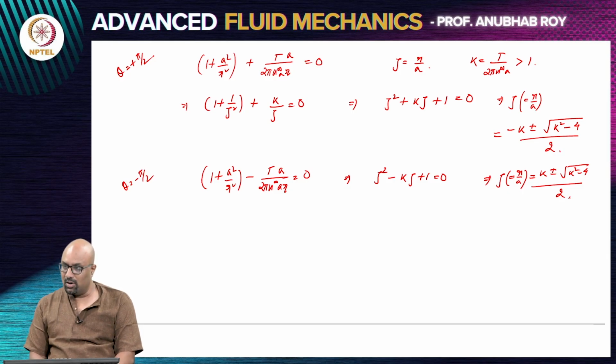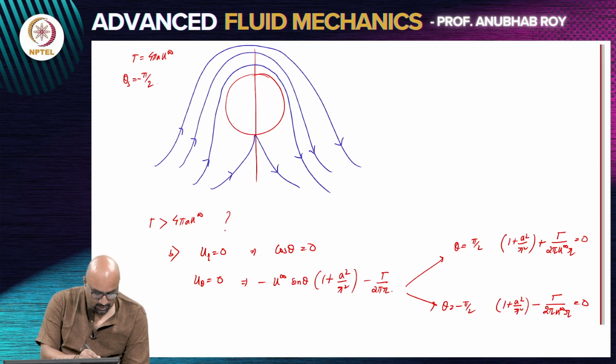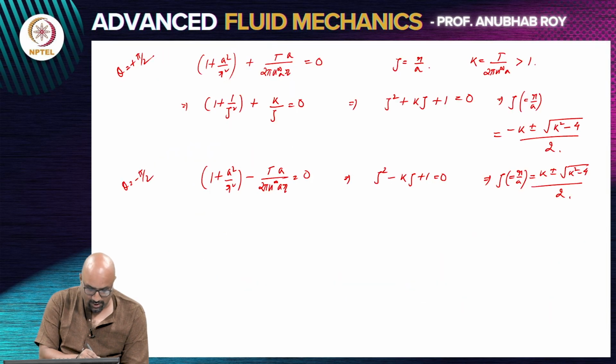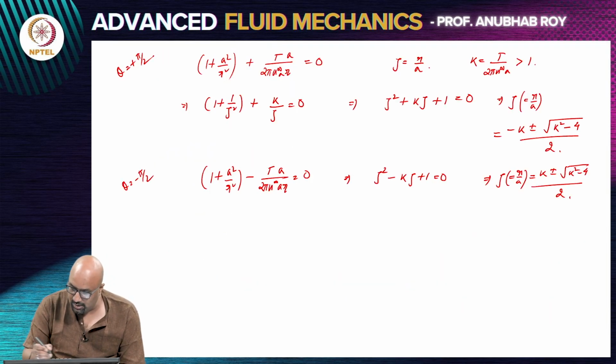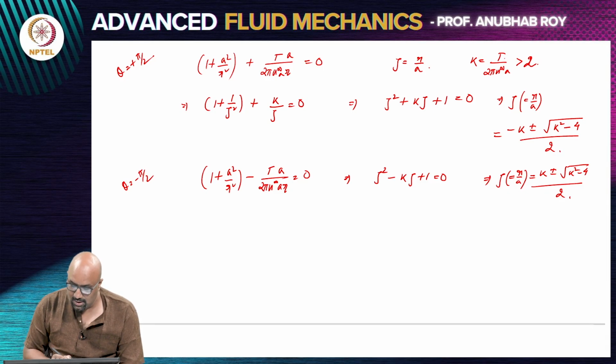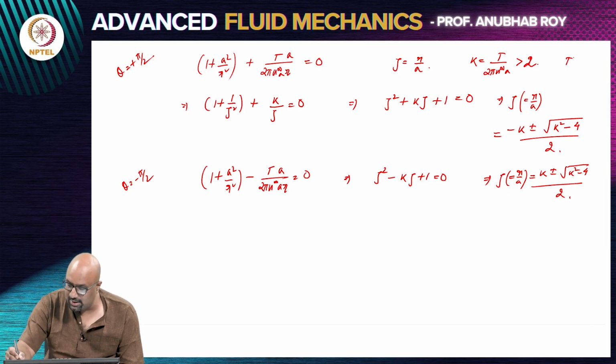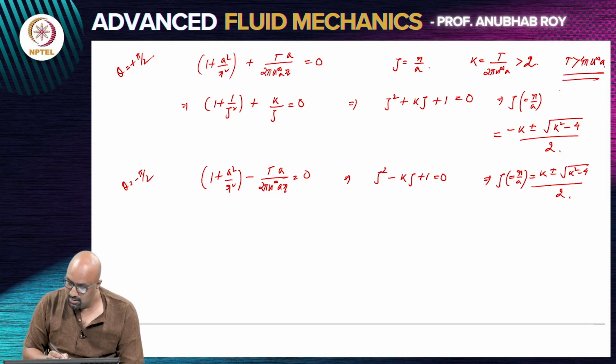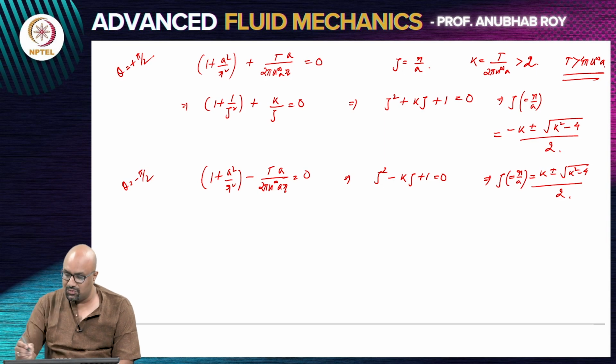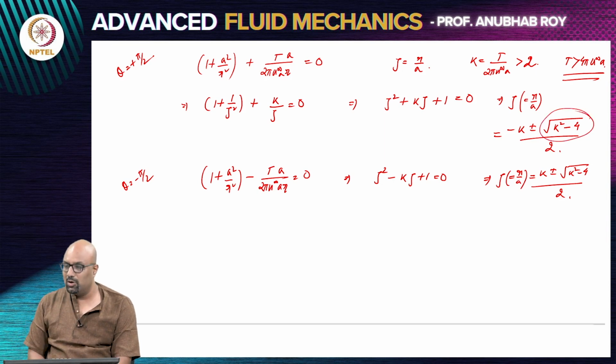So, k is a quantity that is going to be positive. Let me just make sure, so this was gamma by 2 pi u infinity a, sorry. So, gamma is basically greater than 4 pi u infinity a, sorry, k is greater than 2, because I am interested in the scenario where gamma is greater than 4 pi u infinity a. So, k square minus 4 is going to be positive.